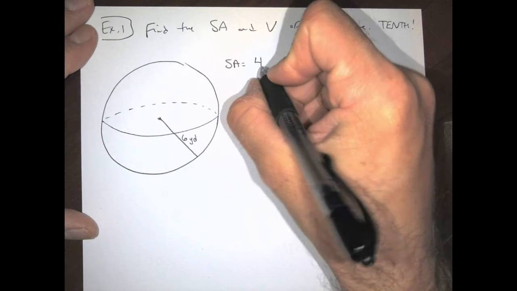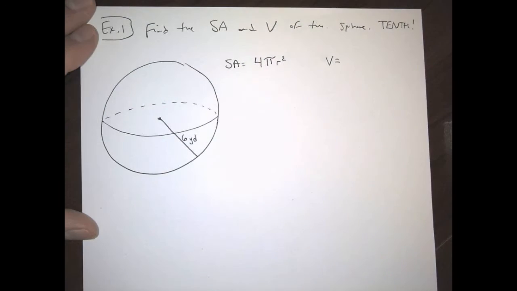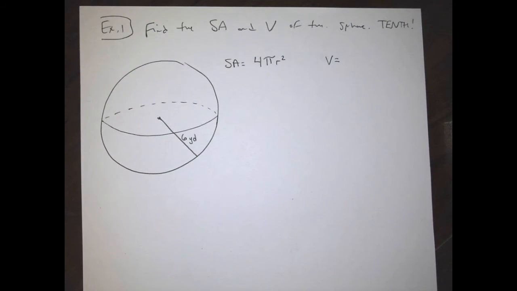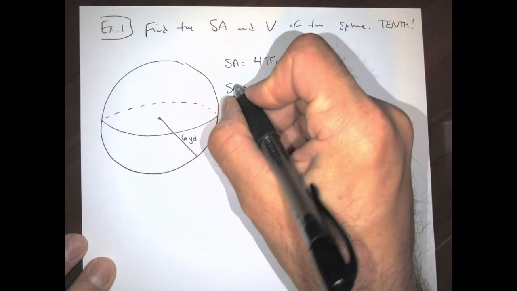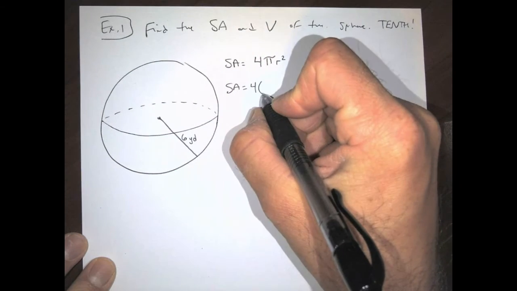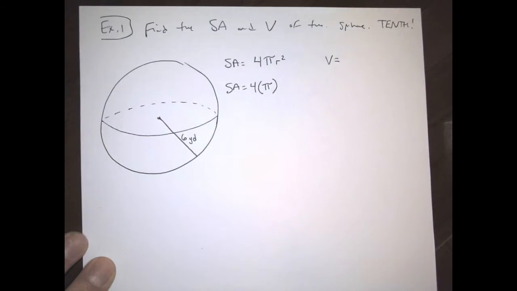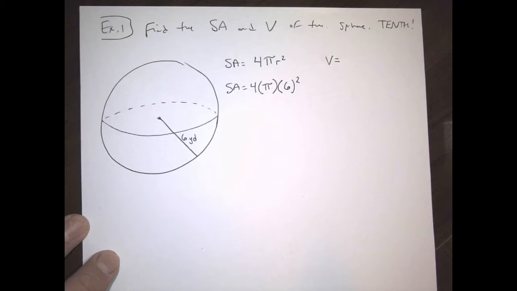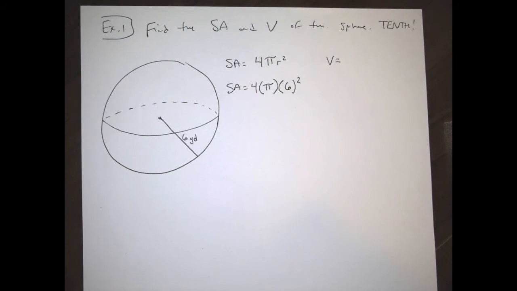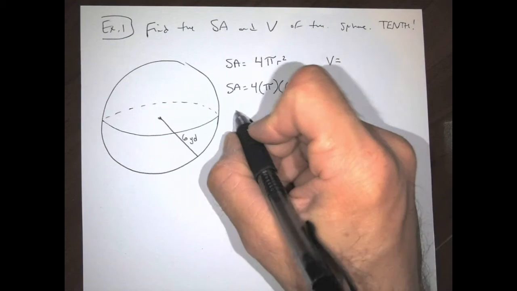Surface area, 4 pi r squared. Hope you got a calculator with you. If not, pause, find a calculator, get your phone out. 4 pi r squared. Okay. Surface area is going to be 4. I don't know why I made the parentheses. We're just going to roll with it. I need parentheses for the radius here. 6 squared. Okay. Simplify all this.